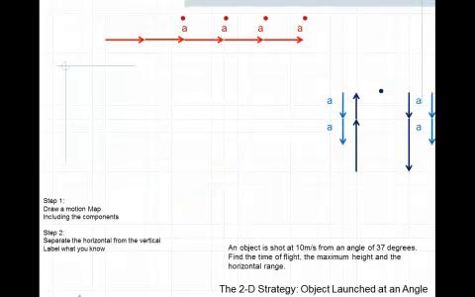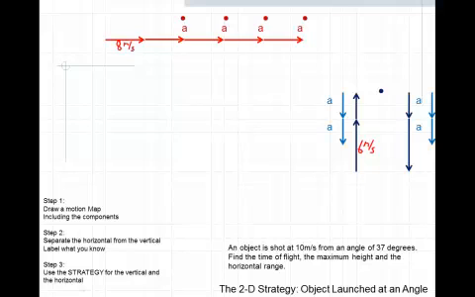So let's finish labeling what we know. We definitely know that the initial vertical velocity, we said, was 6 meters per second, and the initial horizontal velocity was 8 meters per second. Remember that the horizontal velocities are always constant, so each one of these is 8 meters per second. And because each one of these is 8 meters per second, that means the acceleration is always equal to 0 in the horizontal. Let's go over here to the vertical.